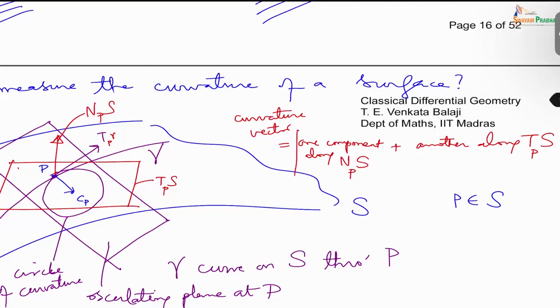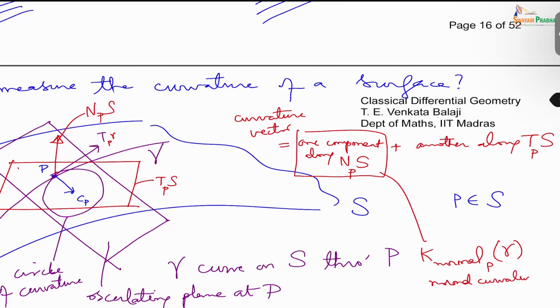So this component along the normal is given a name. This is what is called the normal curvature, K normal. This is called the K normal of gamma at the point P, and it's called the normal curvature. Okay, and this other vector, which is going along the tangent to the curve. When you are moving on the surface, there is a terminology in differential geometry: geodesic. Geodesic means you're keeping to the ground. In fact it means more, but I'll come to that later. You are keeping to the surface.